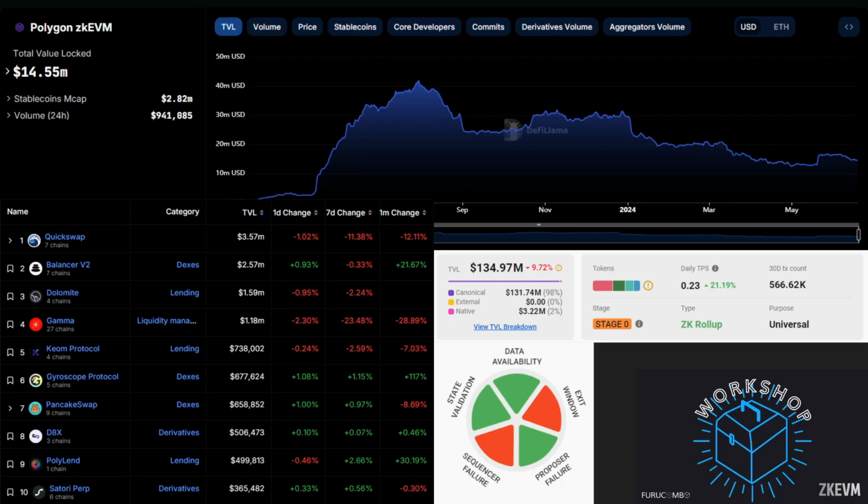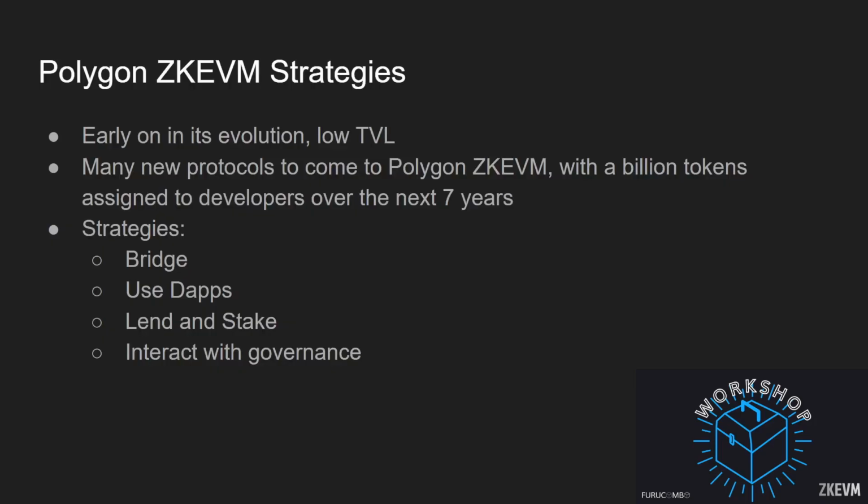This is a DEX. This is a derivatives platform. You can also farm and do some staking there as well. So pretty much everything you can do on QuickSwap. We also see Balancer in number 2 at 2.5 million TVL, and that's a DEX, and then Dolomite, a lending protocol, at 1.6, and then Gamma Liquidity Manager, which is managed through QuickSwap anyways. So I'd say QuickSwap is probably the one thing you want to do on the network right now at a bare minimum.